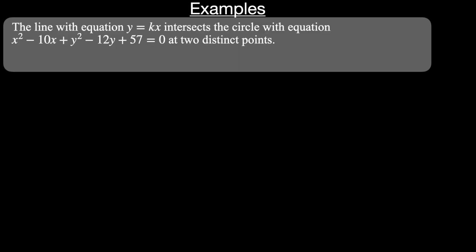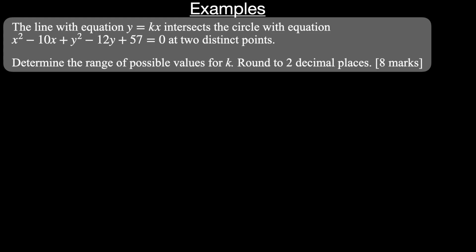Now let's look at one of those questions that I mentioned where you have y equal to kx. So this question says the line with equation y equals kx intersects the circle with equation x squared take 10x plus y squared take 12y plus 57 equals 0 at 2 distinct points. And the question is, determine the range of possible values for k round to 2 decimal places. This is an exam style question which is worth 8 marks.